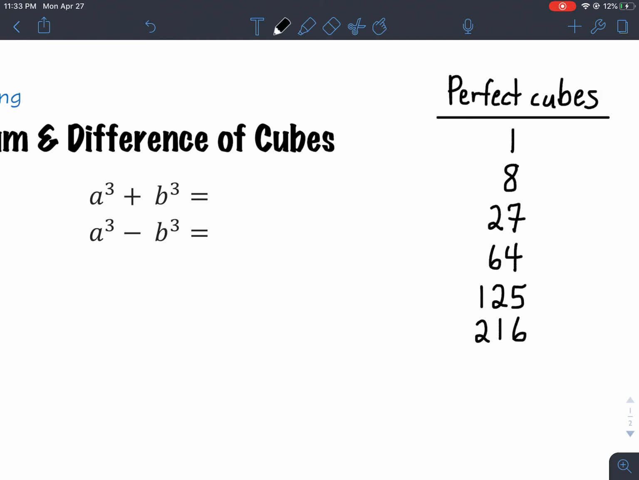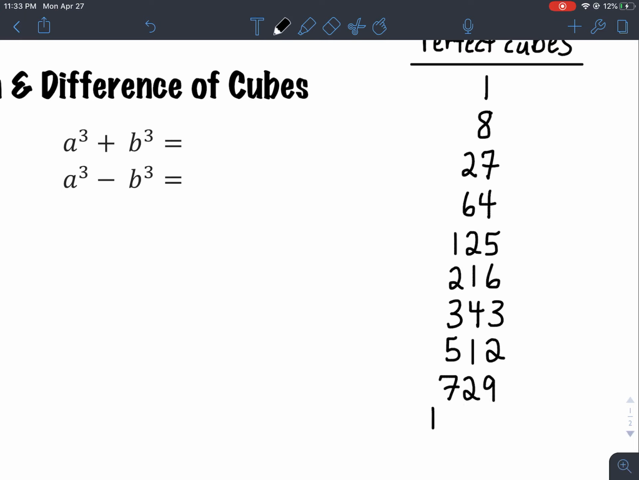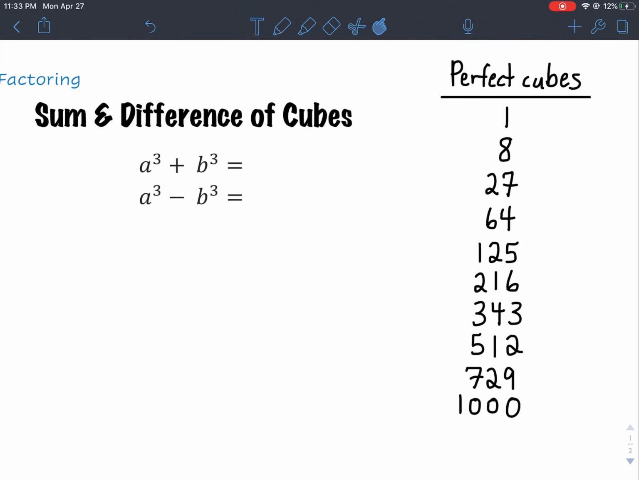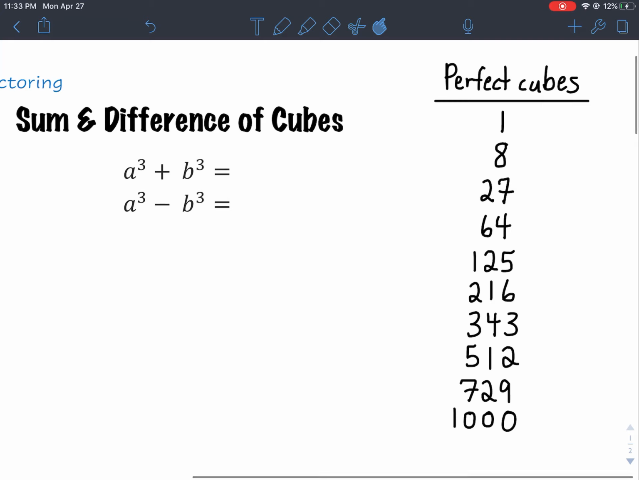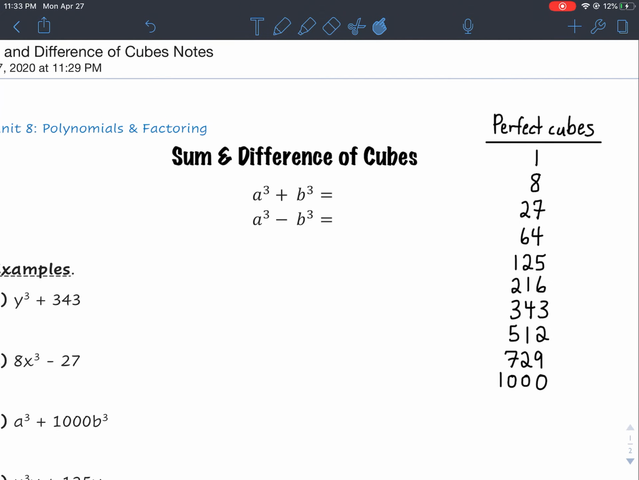6 cubed, which is 216. 7 cubed, which is 343. 8 cubed, which is 512. 9 cubed, which is 729. And 10 cubed, which is 1,000. Okay, so you should know at least up to 10. You wouldn't be expected to know more than that, and you would have a calculator, so you really don't have to have them memorized, but it's good to know them.